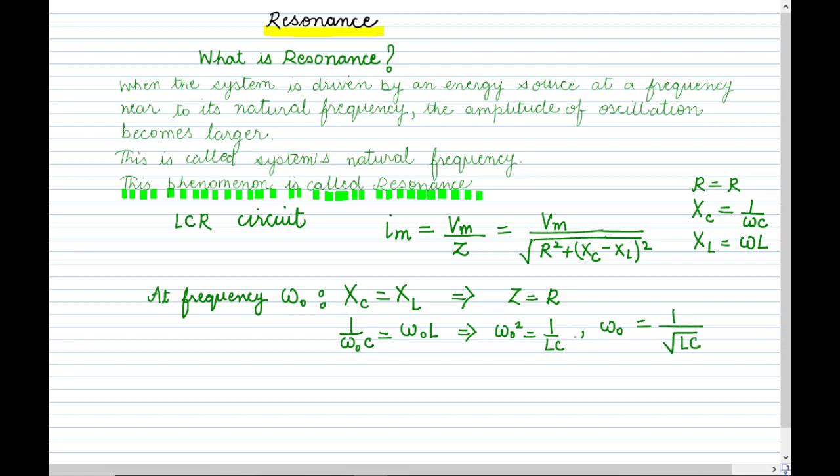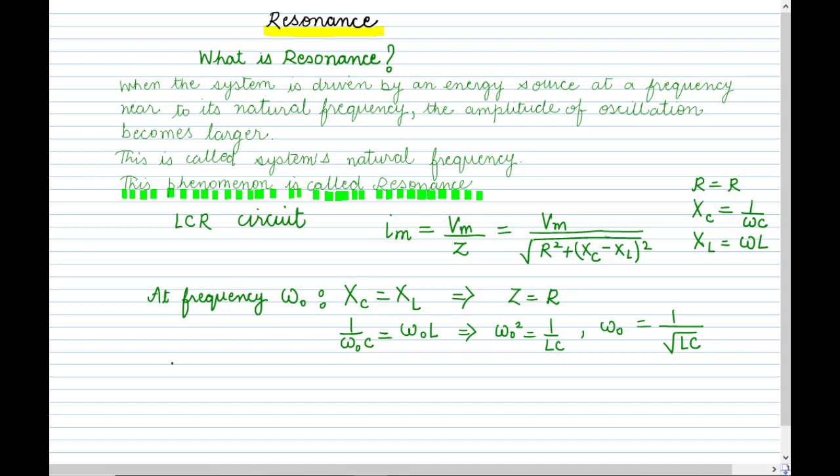So as we can see, if we take the particular frequency omega naught where XC is equal to XL, then the impedance is minimum. If the impedance is minimum, the value of Z is minimum. So from this formula, the value of current is maximum, because Z is equal to R only, which is the minimum value. The current is inversely proportional to the resistance or impedance. That means the current will have the maximum value.